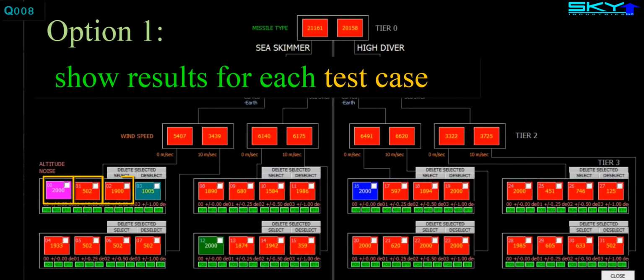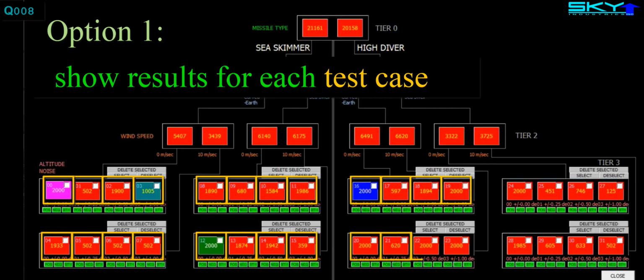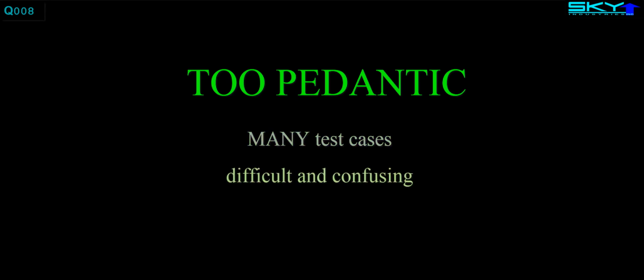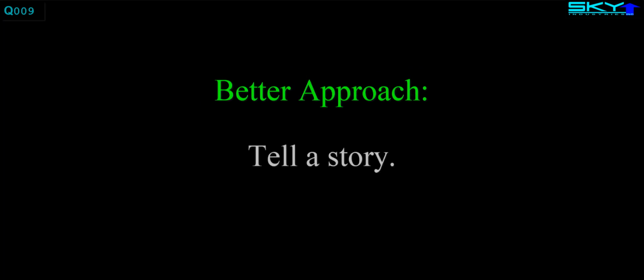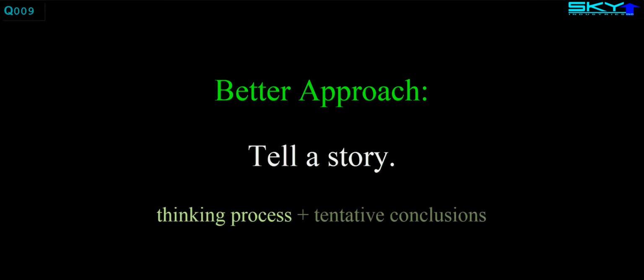One option here in this section is to show some or all results organized by test case, but this is a pedantic thing because there are a lot of test cases and it burdens the viewer with the need to create a practical interpretation of several dozen graphs. And that's just too high a wall to crawl over. A better approach is to show just enough results to tell a story that describes the thinking process and then present some tentative conclusions.